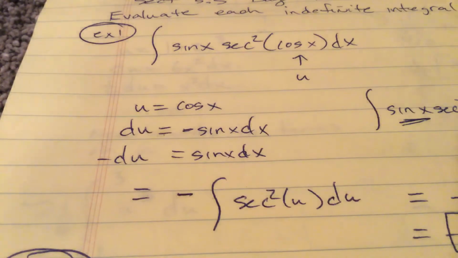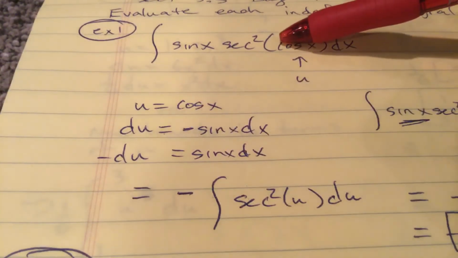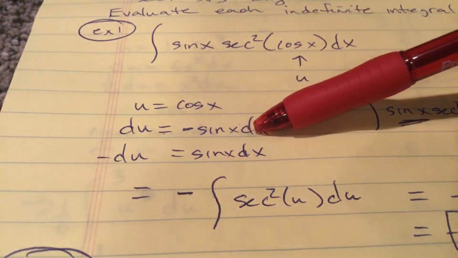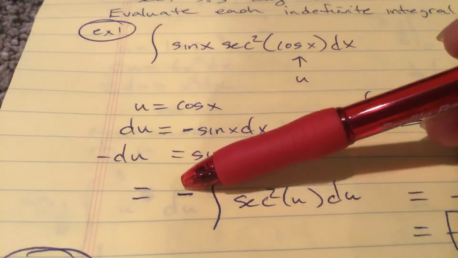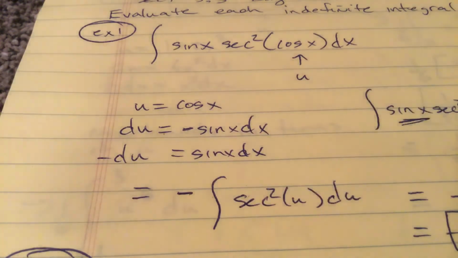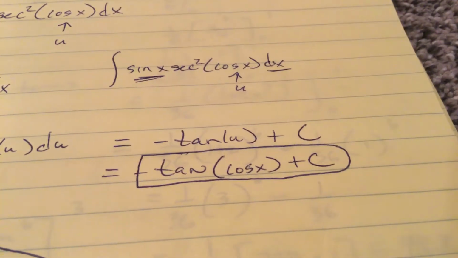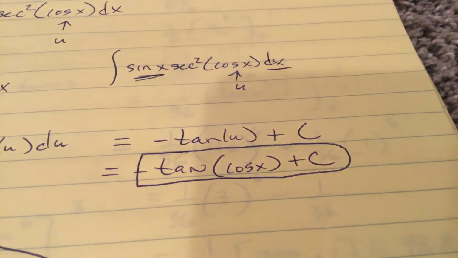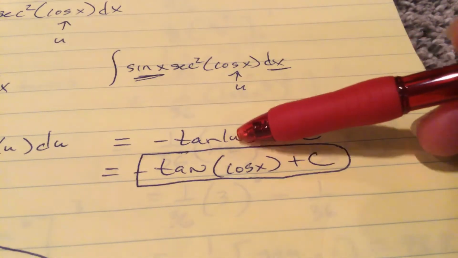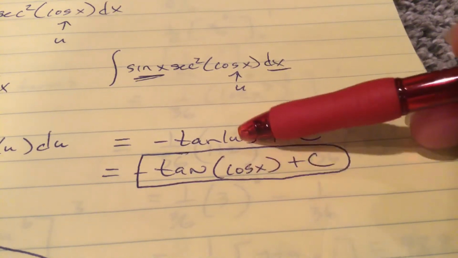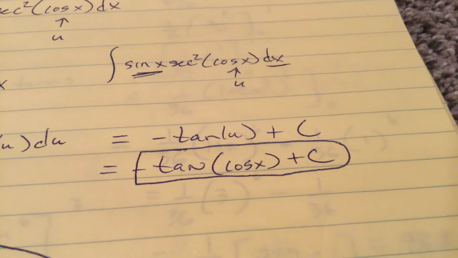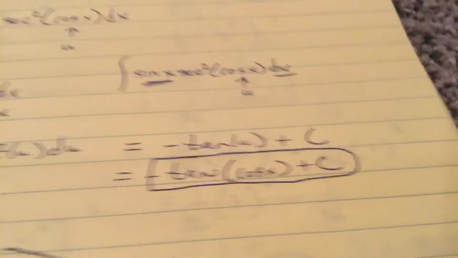Now, be careful. The derivative of u would be negative sine x dx. So this would be negative du. This is how I would rewrite it: negative secant squared u du. What is the antiderivative of secant squared? Negative tangent. Again, the antiderivative of secant squared is tangent. So then I just got to plug in what u is. U is cosine x. Plug that in for u. Negative tan cosine x plus c.